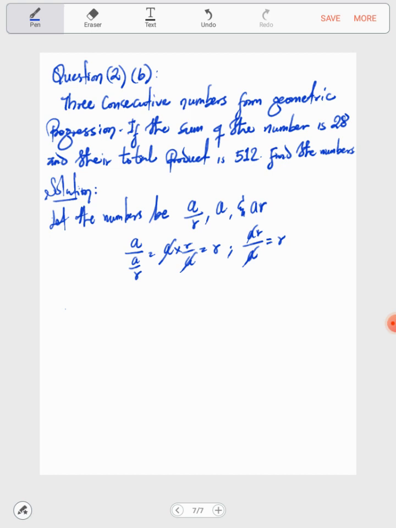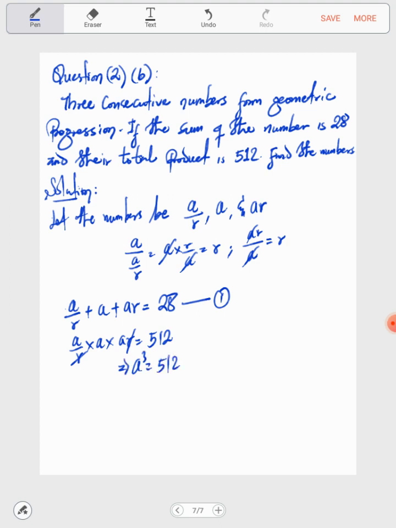So the first piece of information says the sum is 28. So we have a over r plus a plus a r equals 28. We call this equation 1. The product is a over r times a times a r, which is 512. The r's cancel, so I'm left with a cubed equals 512, which gives the cube root of 512.